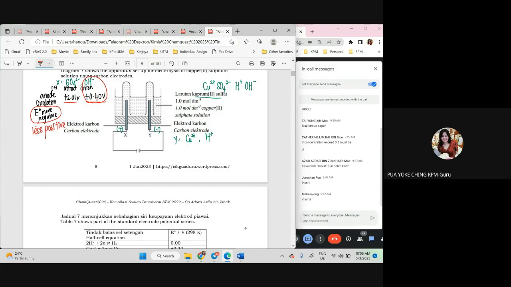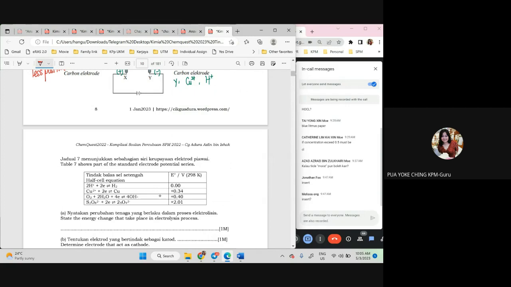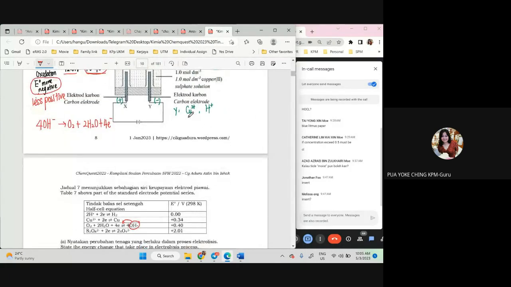So half equation dia macam mana? Adakah you salin? Sini. OH mana? OH di sini. So start sini, pusing balik. So you will write 4OH minus jadi O2 tambah 2H2O tambah 4e minus. Ikut you punya kedudukan. Okay? So untuk Y pula, cikgu ada Cu2 plus and H plus. Ini ialah attract cation. Positive ion. So, Y adalah cathode. Cathode mesti reduction.